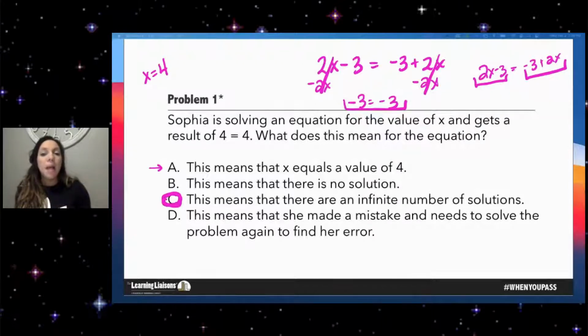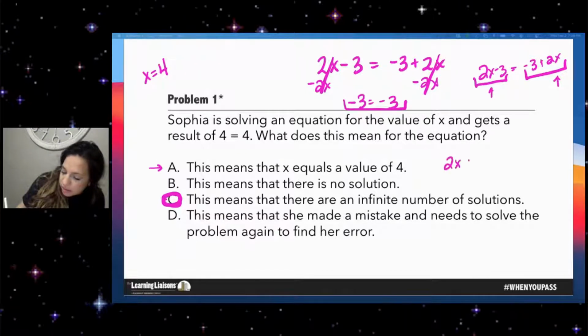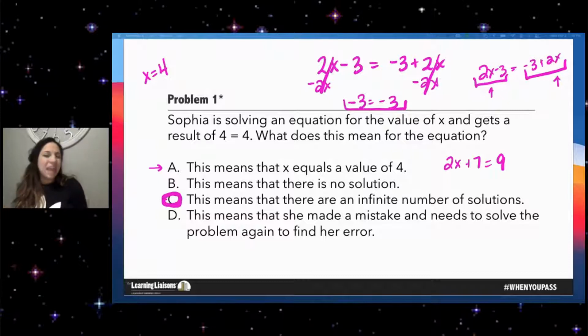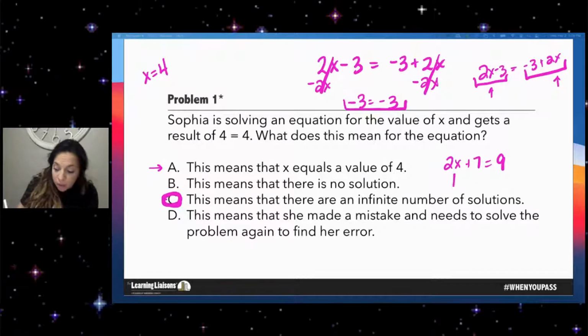Why is that? Because we have the same exact graph on both sides. So no matter what I put in for x, it will work. It'll be 4 equals 4, 7 equals 7, 12 equals 12. However, in a different kind of equation, like if I had 2x plus 7 equals 9, it matters what I put here because not everything is going to work. In fact, x is going to end up equaling 1 because 2 times 1 is 2 plus 7 is 9.